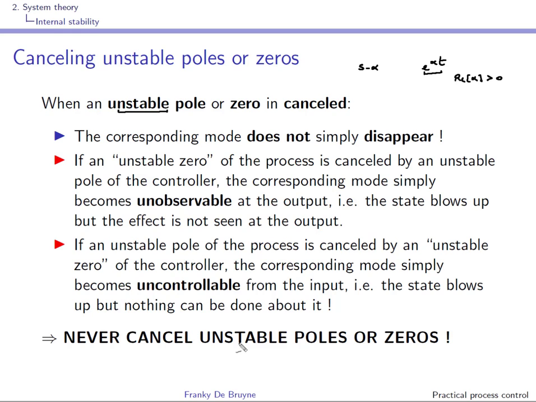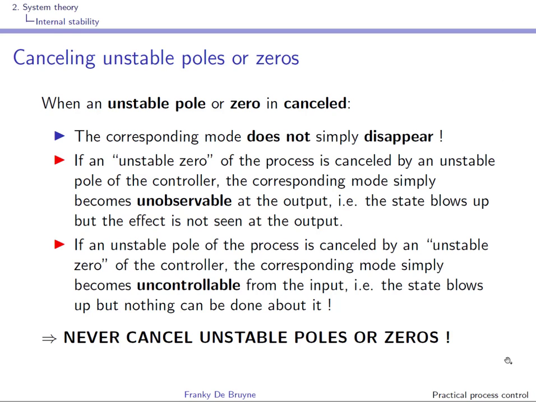So this is why you should never cancel unstable poles or zeros, and this has implications further on in the course when we talk about feed forward, internal model control, and decoupling. Because feed-forward, internal model control, and decoupling will involve the inverse of the process, and there is a danger that you might cancel unstable poles or zeros.